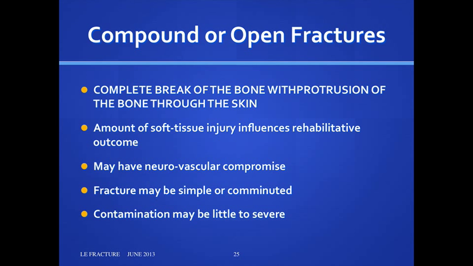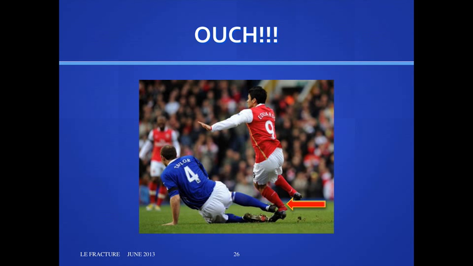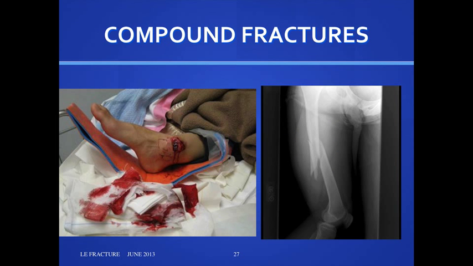of the bone. And then compound fractures, where there's a complete break of the bone with protrusion through the skin. Problems here, of course, as you would expect, are possible infection and contamination, and maybe some neurovascular components in these types of fractures.